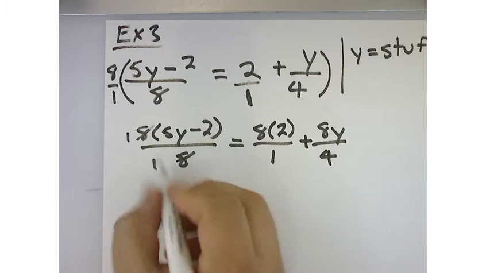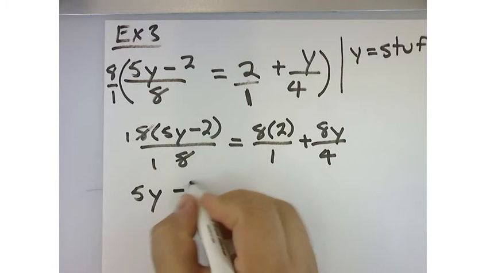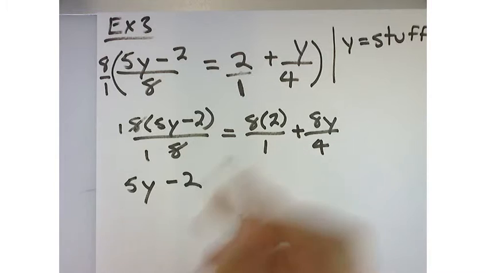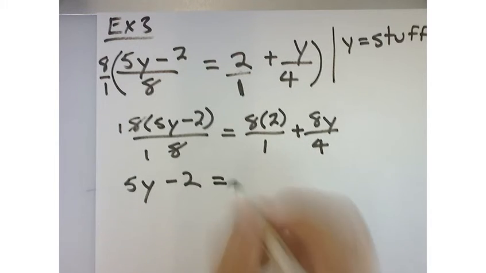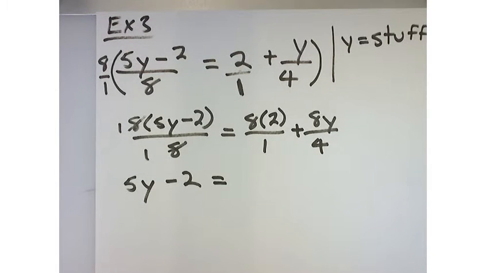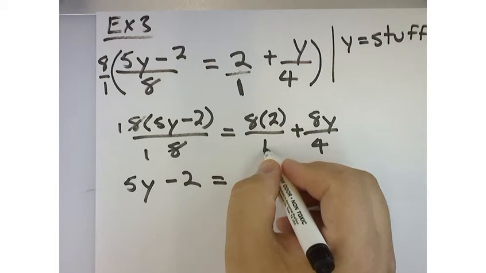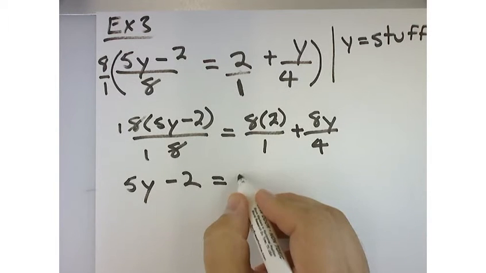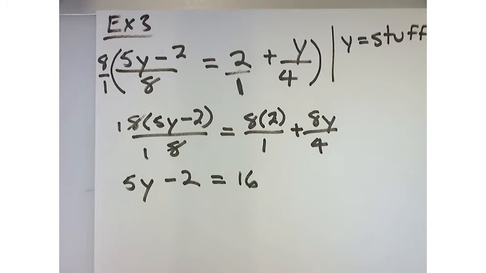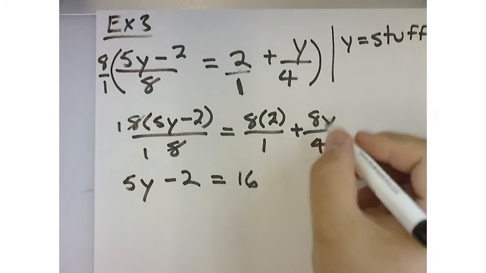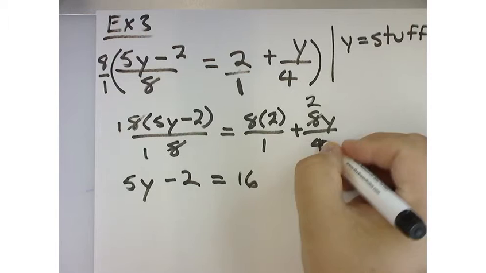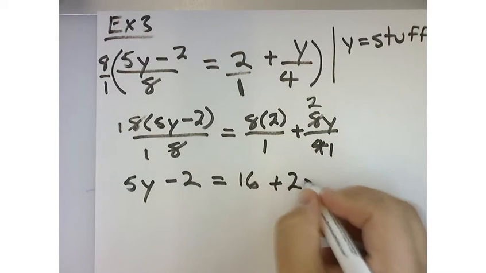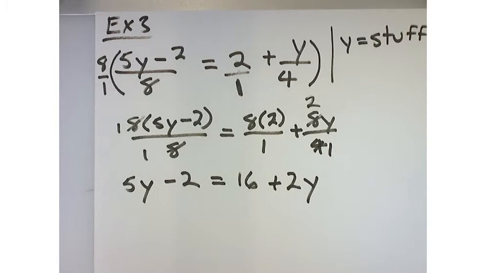So this becomes 5y minus 2 all over 1, but we don't need the 1, right? Because anything over 1 is itself. And then this next one, I've got 8 over 1 times 2, so I'm going to say 8 times 2 is 16 over 1. Do I need to write the 1 down underneath? Nope. And then 8 over 4 can reduce down to what? 2 over 1, or just 2. So I'm going to say plus 2y. And now I have an equation with no fractions. Yay!